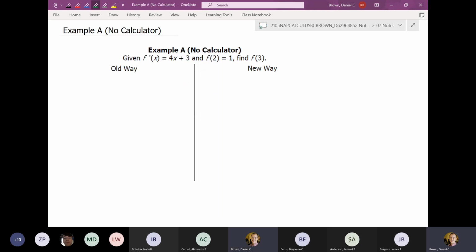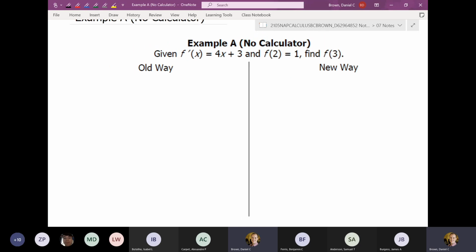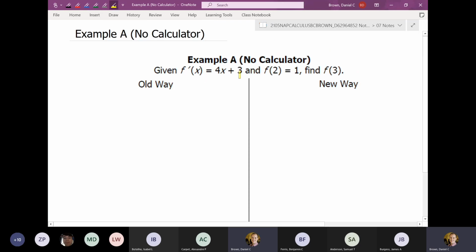Here's a no calculator example of where that formula might be useful to you. To be completely honest, it's definitely a lot more useful when you can use a graphing calculator. But for the sake of seeing why it works, I have this f prime of x, chose a pretty easy one to deal with. F prime of x is equal to 4x plus 3. I give us an initial condition of f of 2 is equal to 1. And then what am I trying to find? I'm trying to find f of 3.